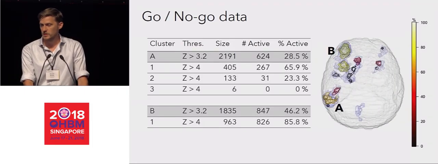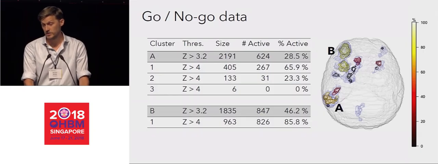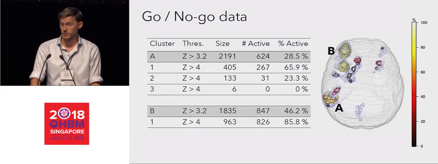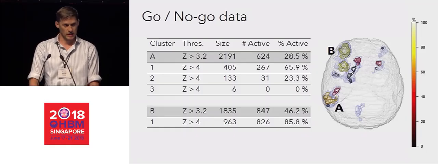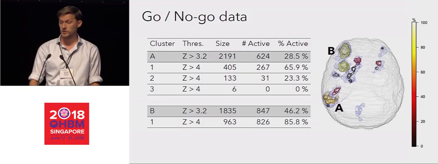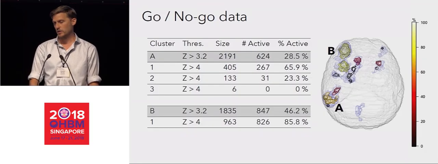So we can see that cluster A falls apart into 3 subclusters, with the top cluster having a 65.9% lower bound estimate, cluster number 2 23.3%, and a third remaining cluster, which is pretty small, a 0% estimated lower bound of active voxels. And cluster B just remained 1 cluster, but now smaller, containing only 963 voxels, and had a lower bound estimate of 85.8%.